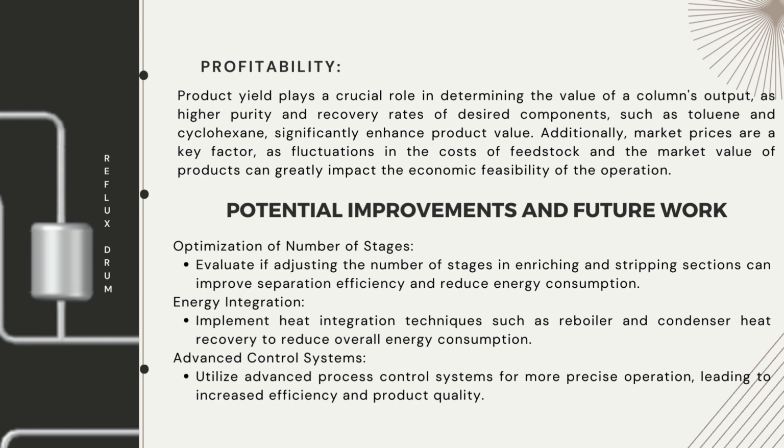To enhance the performance of the distillation column, several potential improvements and future work areas can be considered. First, optimizing the number of stages in the enriching and stripping sections can improve separation efficiency. Implementing heat integration techniques such as reboiler and condenser heat recovery can significantly reduce the energy consumption. Utilizing advanced process control systems will allow for more precise operation, leading to increased efficiency and product quality.